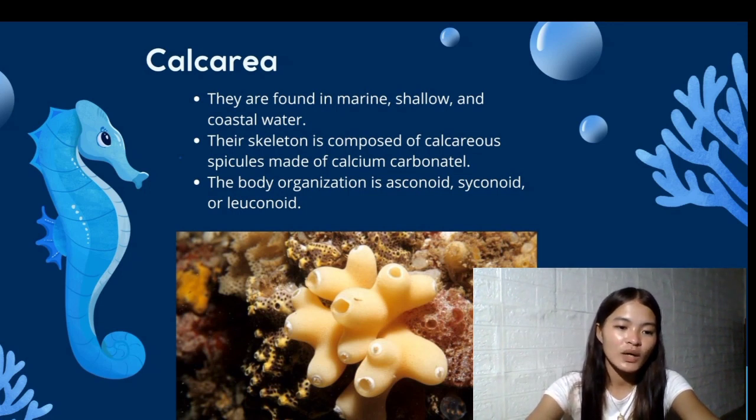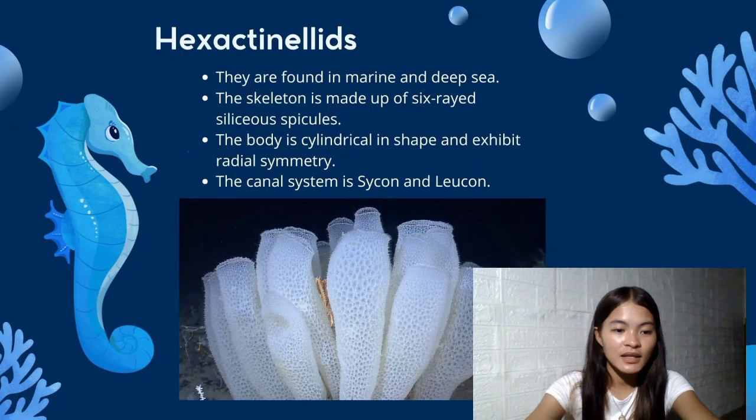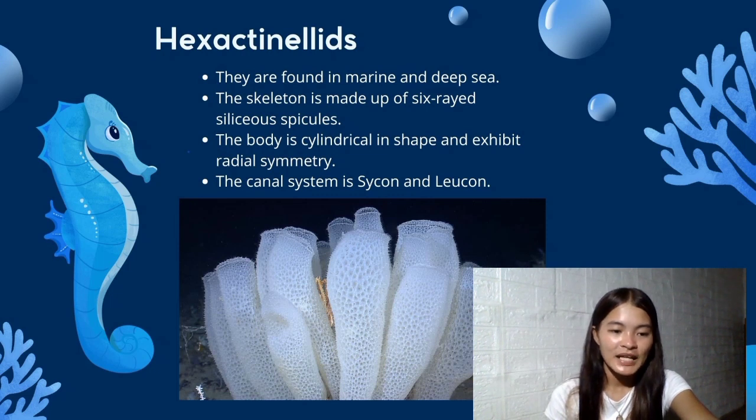The second one is Hexactinellida. They are found in marine and deep sea. The skeleton is made of six-rayed siliceous spicules. The body is cylindrical in shape and exhibits radial symmetry. The canal is syconoid and leuconoid. This is an example of Hexactinellida, the glass sponges.